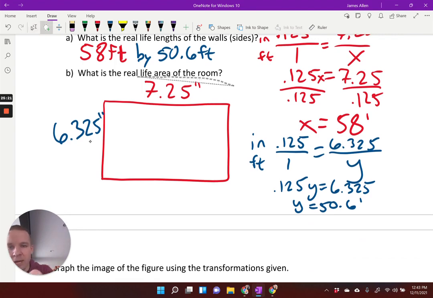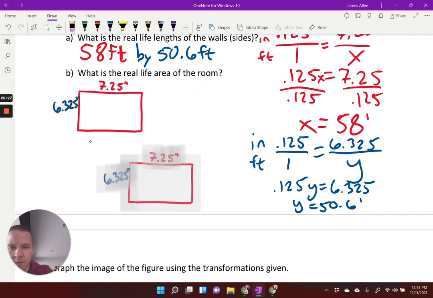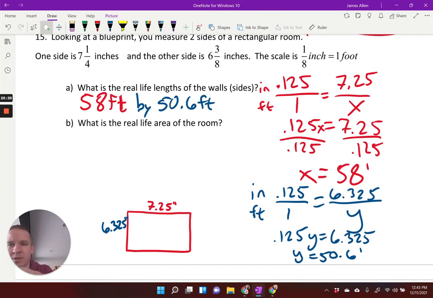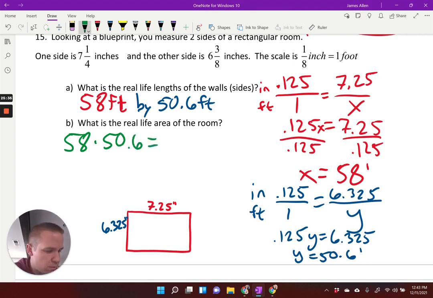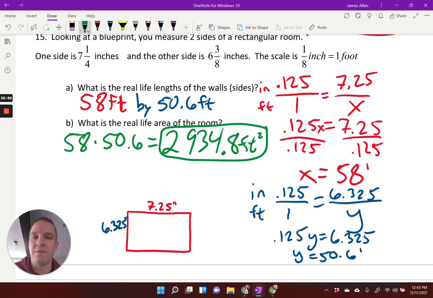I'm going to get this guy out of the way. Make it a little smaller. There we go. Well, if I got my 2 dimensions, I can just multiply those two together, right? So 58 times 50.6, that's going to be 2,934.8 feet squared. Don't forget the squared. That is my real life area of the room. That's all I asked for. Ready to move on.